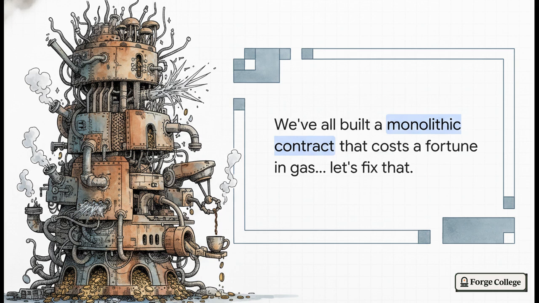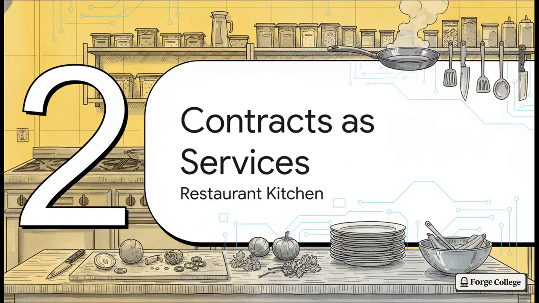So today is all about fixing that. We're moving away from chaotic, monolithic script writing and learning how to plan a cohesive, multi-contract ecosystem. We have to codify our integration choices so our systems are modular, safe, and won't totally bankrupt us on gas fees. Moving right along to section 2, contracts as services, or as I like to call it, the restaurant kitchen.